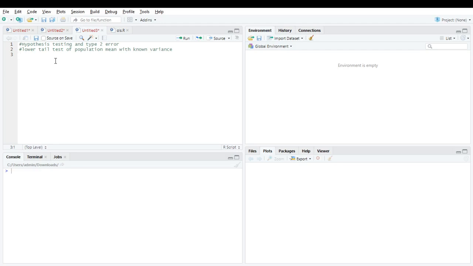So what will be our null hypothesis? Let's write our null hypothesis as H0. The null hypothesis of the lower tail test of population mean will be that mu of population will be greater than or equal to mu 0. In this case, mu is our population mean and mu 0 is the lower tail value. And as our variance is known, we need the z value.